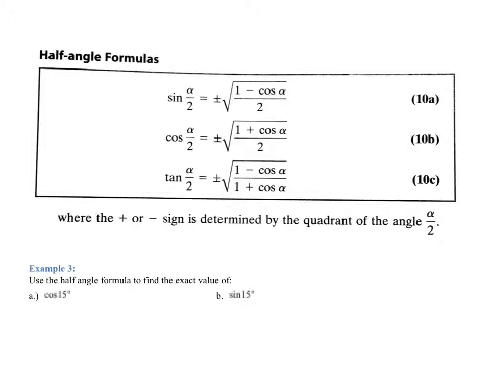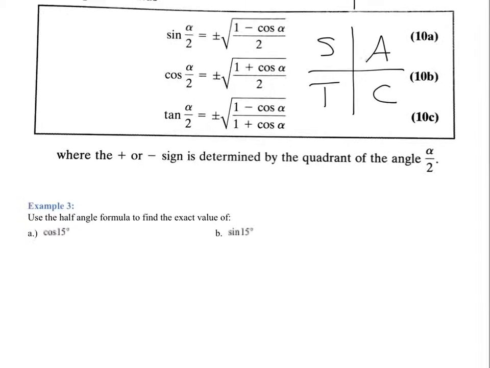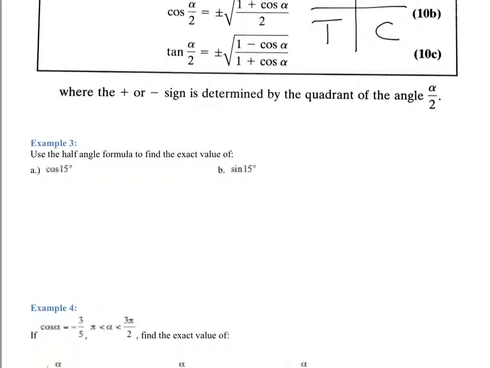The plus or minus is determined by what quadrant the original angle is in. If it's in quadrant 1, all are positive, and we're going to use our All Students Take Calculus to figure out where each trig function is positive. So let's go try some of these.